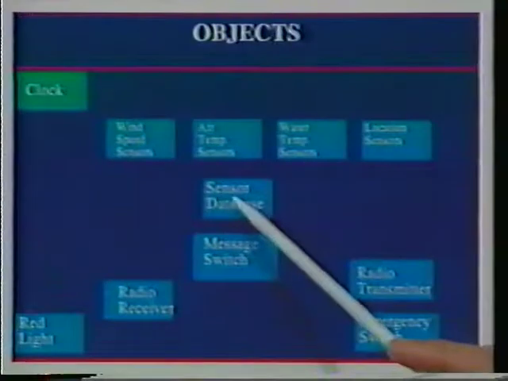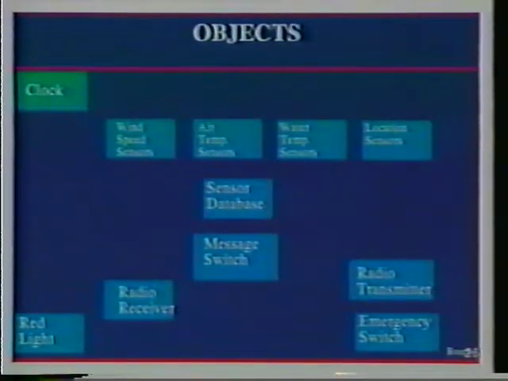So whenever the wind speed sensor gets a message from the clock object, it has to do something. So it does some operation in there. What is the operation it does? It goes and measures the wind speed. So that's the internal operation that it does. What else does it do after that? After it does that, it has to put the value somewhere else. So it puts the value into the sensor database.